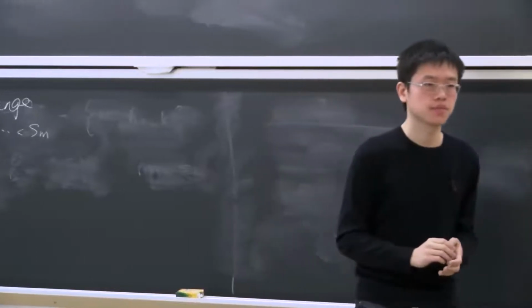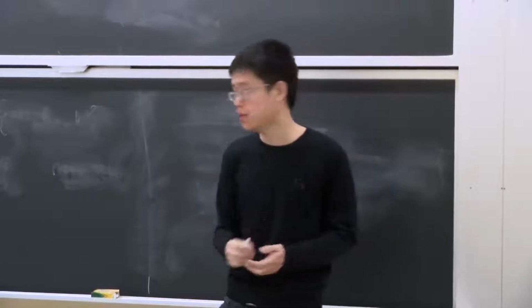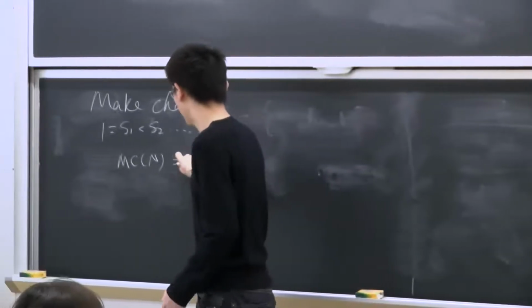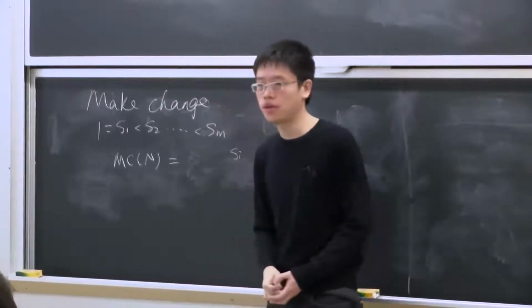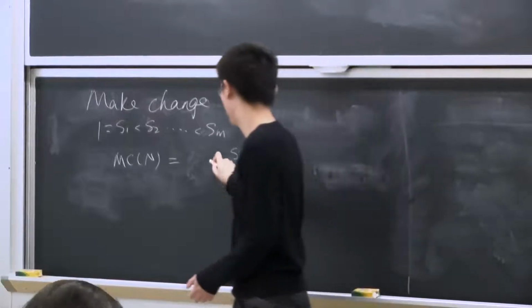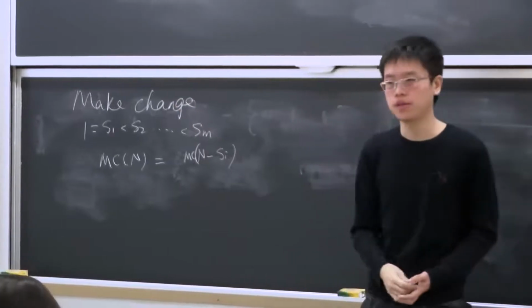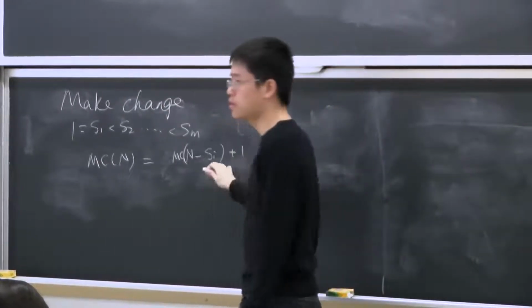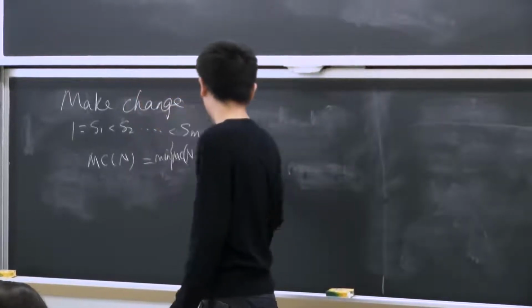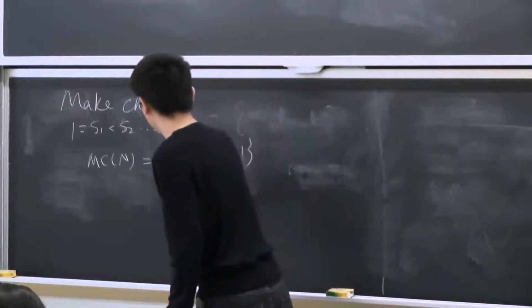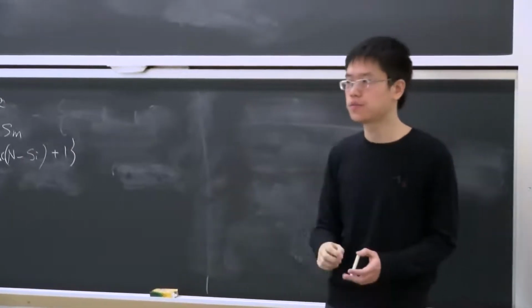Go ahead. Pick one, and then you do MC of n minus that. Okay, great. Yeah, let's just do exhaustive search. Let's pick S_i. If I pick this coin, then my subproblem becomes n minus the coin value, right? And of course, I use the 1 coin, right? That's S_i. So then I take a min of this for all the i's, and that's the solution.